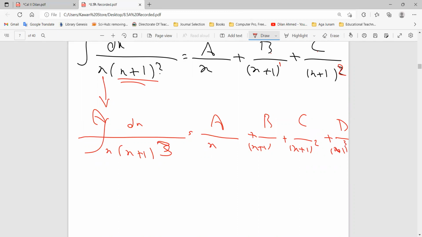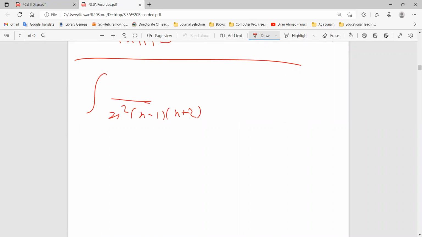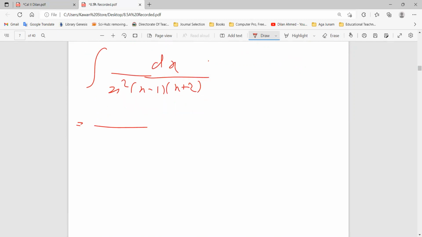Understood? Yalla, tell me about that one. It's your turn. Tell me about that one. Yalla. You are right, yalla. A? Yeah. B? Thank you. C? D? How about if I change that one to a square?